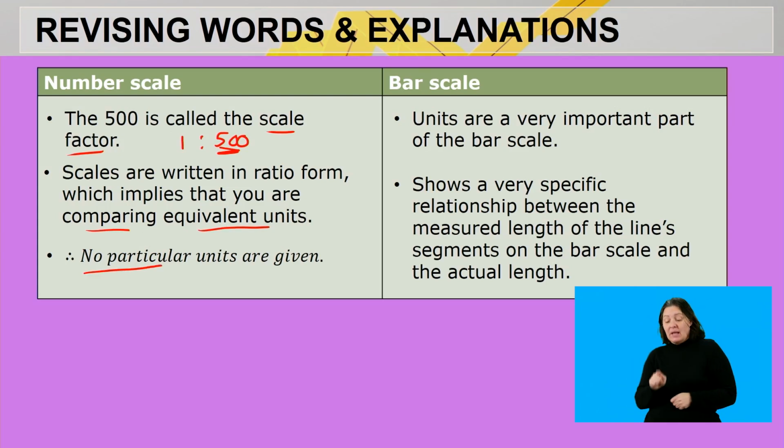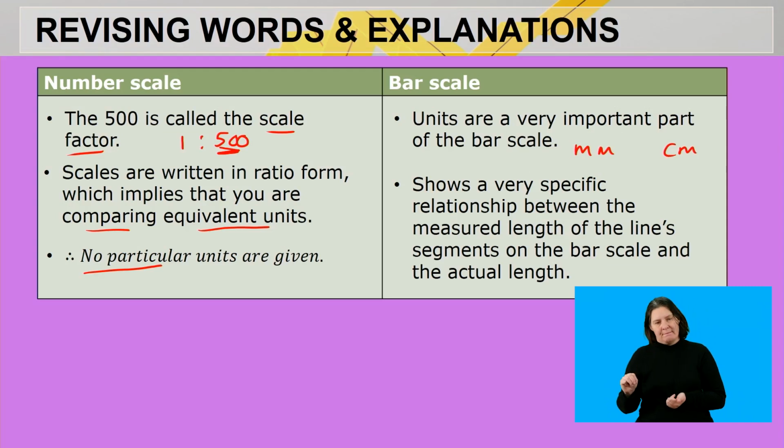Well, in terms of the bar scale, we said that units are a very important part of our bar scale. You remember we've worked with millimeters, and then we also worked with centimeters, and then we converted from those two units. And we worked with kilometers, for example, and we had to convert it back to millimeters in the one instance, and in the other instance we had to convert it back to centimeters. What I would like you to remember: 1 million millimeters equals 1 kilometer, and 100,000 centimeters equals 1 kilometer. Then in terms of bar scale, it shows a very specific relationship between the measured length of the line segment on the bar scale and your actual length.